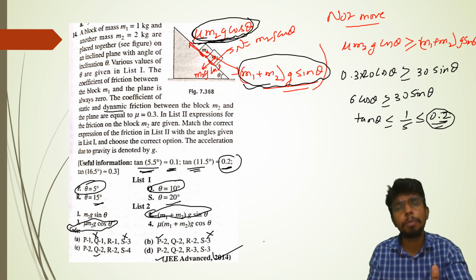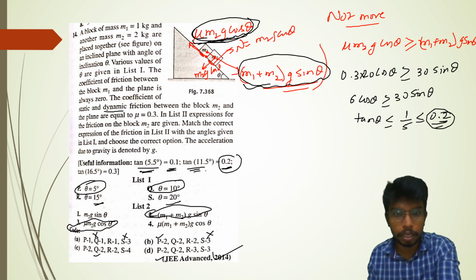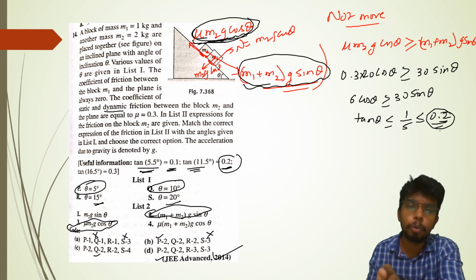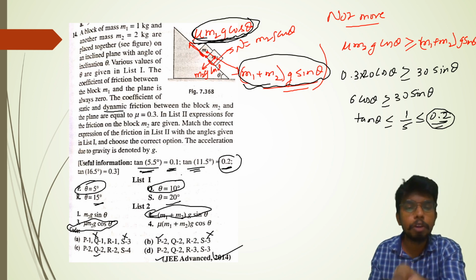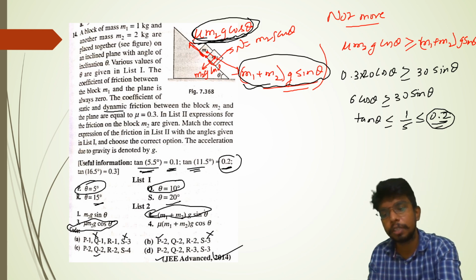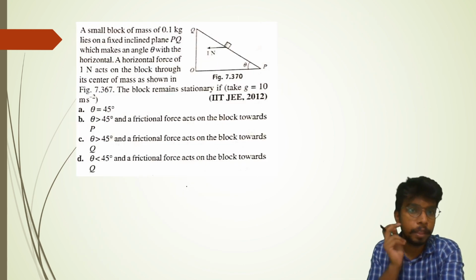You just had to look at the angle of tan they had given. You just had to take care of where exactly the body will start moving. It will start moving at the value tan theta. Whenever the value of tan theta becomes more than 0.2, that means after 11.5 degree. If there had been another option of 11 degree, then also the frictional force would have been the same, that is (m1 plus m2)g sine theta. But for 12 degree, it's going to change. It's going to be the maximum value of the friction which can be applied.